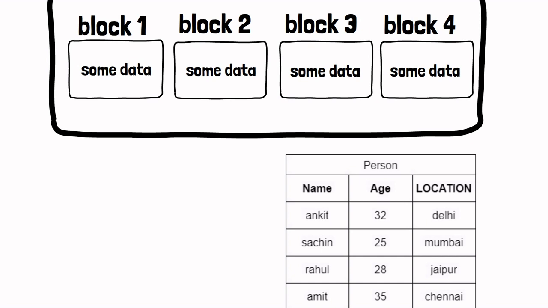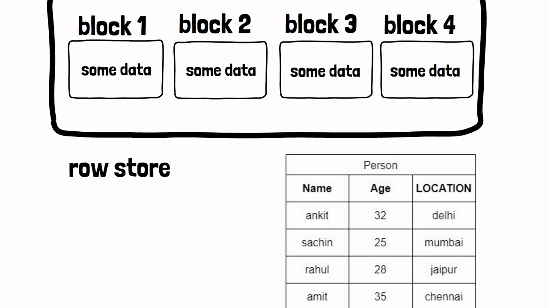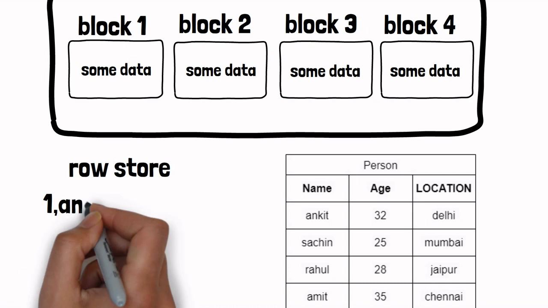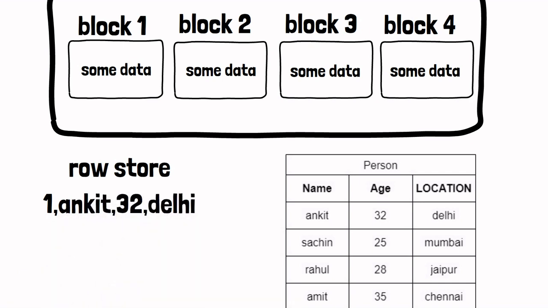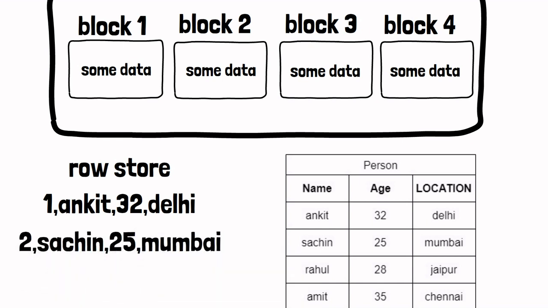Now we will dive deep into this. Assume a person table which has 4 columns: ID, name, age, and location. And data is like this. For the row store, the complete row of a table is stored in one place. Here, 1, Ankit, 32, Delhi is stored in one place in a block. Similarly, 2, Sachin, 25, and Mumbai will be stored in one place. And same for third and fourth row.